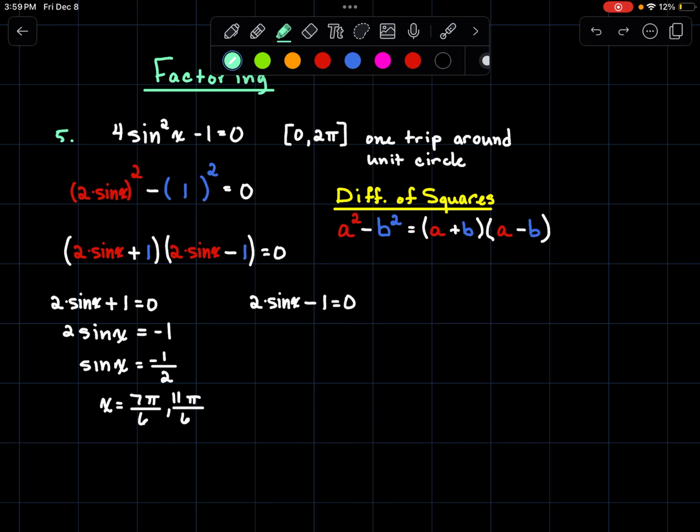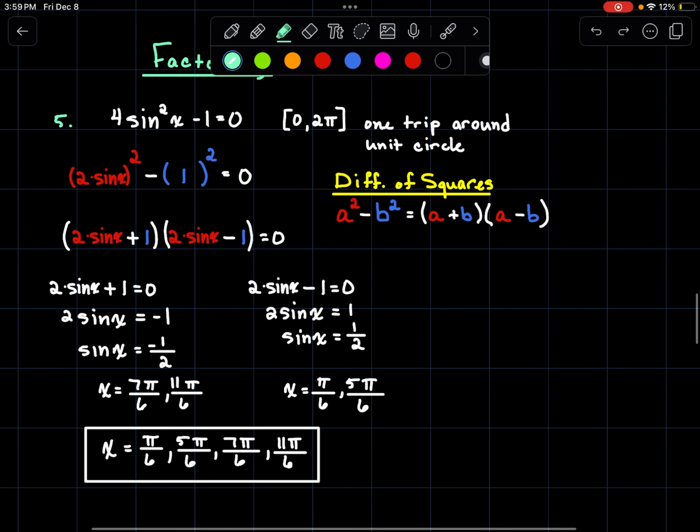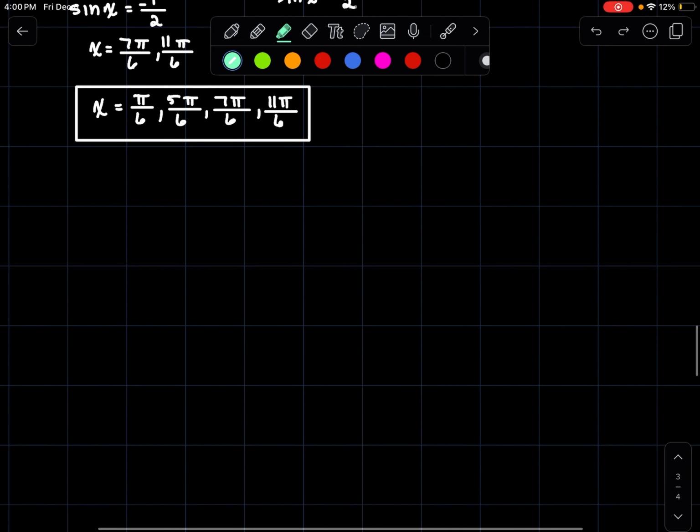Go over to 2 sine minus 1 and solve that equation. Add 1 over, divide by the 2. Now you have to ask yourself, where are all the y values equal to positive 1/2? So that's going to occur at pi over 6 and 5 pi over 6. So there's actually 4 solutions to this equation here, and we write them all out. We got pi over 6, 5 pi over 6, 7 pi over 6, and 11 pi over 6. Well, that's a difference of squares factoring method, but what other factoring methods do we have?